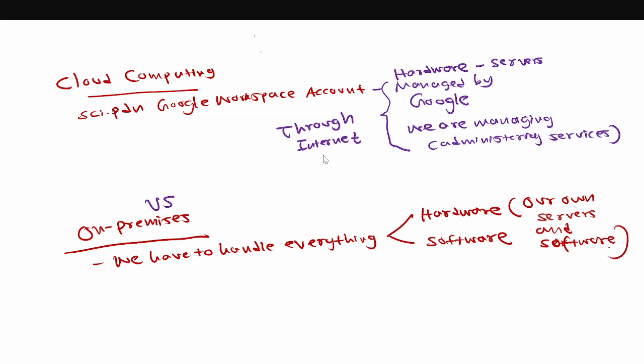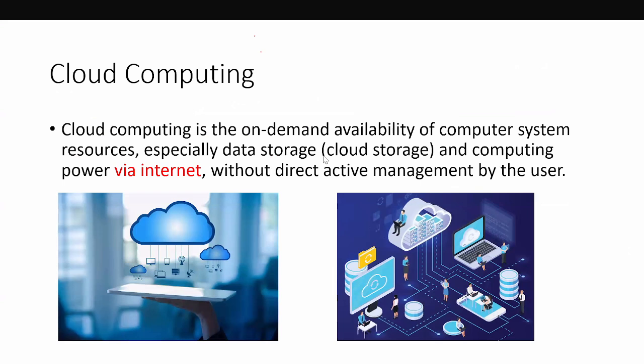So our Google Workspace accounts are coming from a cloud. We're accessing them through the internet. But if we had our own servers, we would have to manage the operating systems, the storage, and the other software applications. That is called on premises. That is the difference between on premises and cloud. So with that, let's go to the definition. Cloud computing is on demand availability.